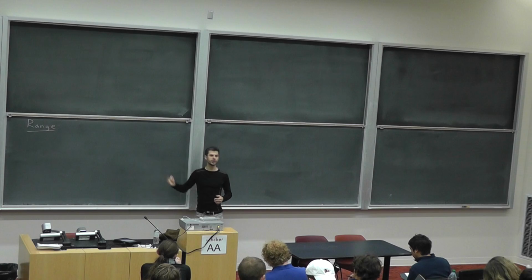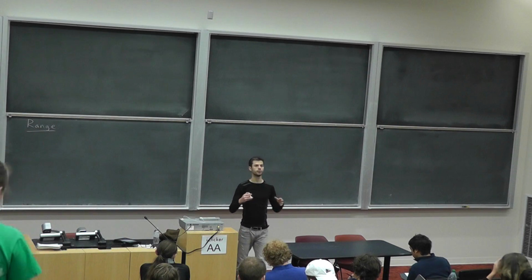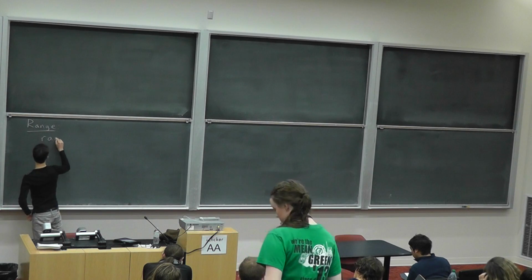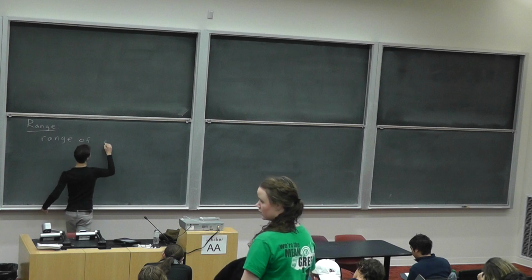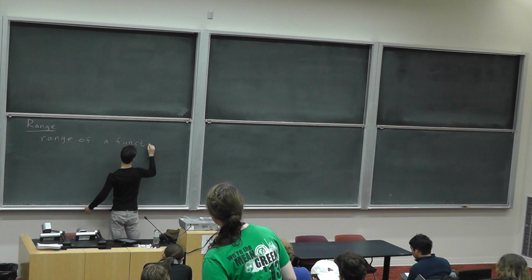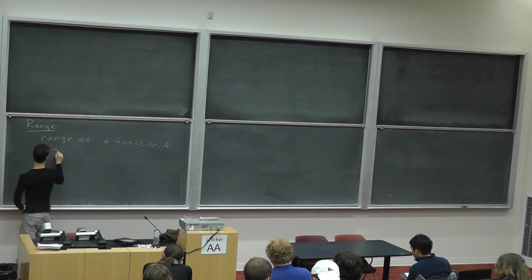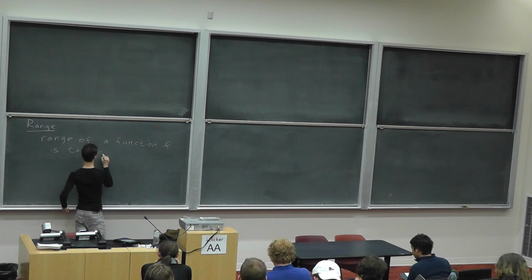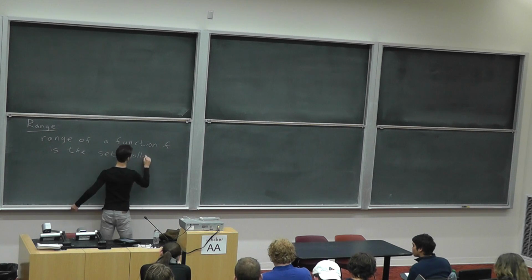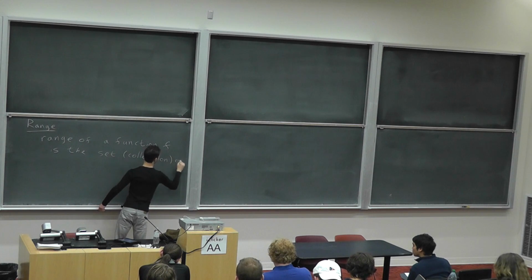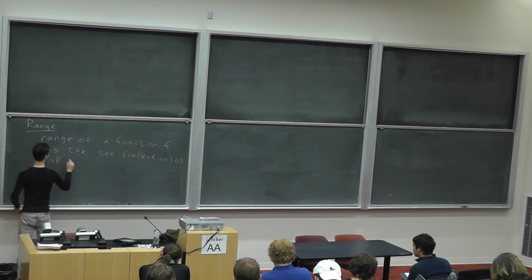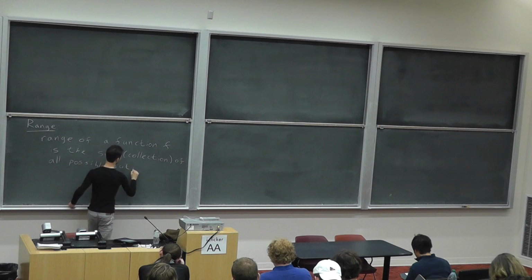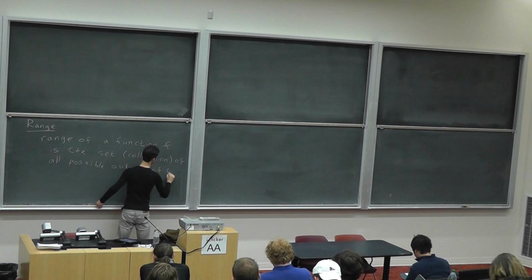The range of a function is not about the inputs, it's about the outputs. So the range of a function is the set, or in other words, the collection of all possible outputs of the function.